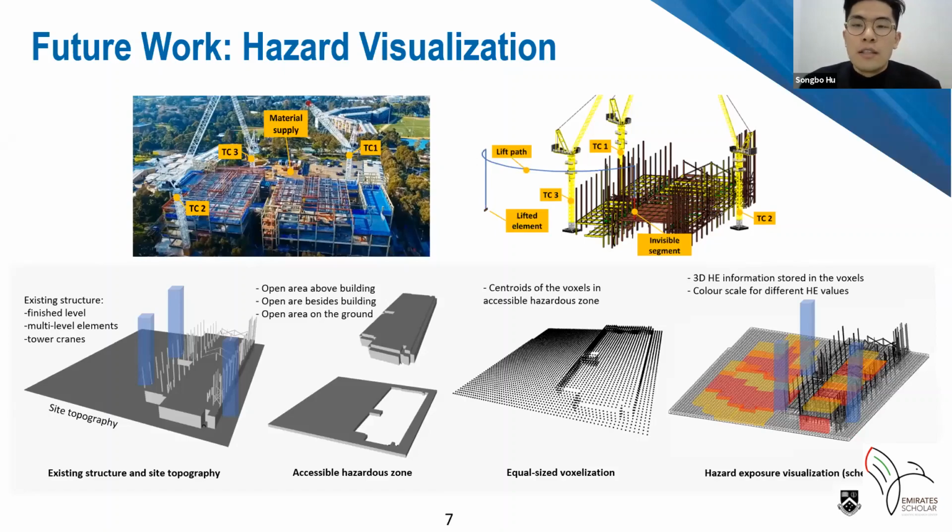This is actually the accessible hazardous zones for workers and machinery. Then we voxelize the space with cuboids, which is known as octree-sized voxelization. Here the third picture is the voxelized hazardous space in Dynamo and the Autodesk Revit API. Then we use the centroid of these voxels to calculate the HE, store the HE as voxel attributes, and show them in the BIM model with color schemes.